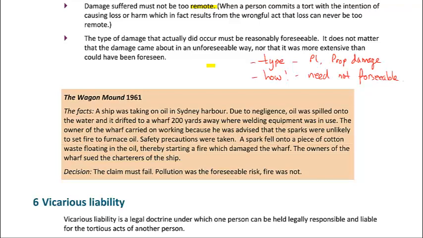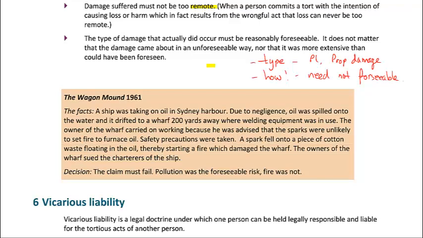Now, actually in this explosion a lot of ships were damaged, as was the wharf. Now, the wharf owners sued the charterers of the ship for causing the oil spill in the first place. However, they failed. And the reason they failed was that it was not foreseeable that there would be an explosion. Fire was not a foreseeable type of damage. Pollution was foreseeable, and any claim relating to pollution damage as a result of the oil spill would have succeeded. But the actual explosion and the fire damage was not. Which always seems quite harsh to me.